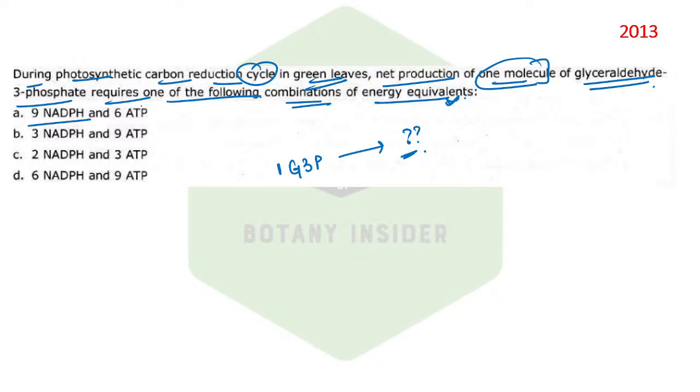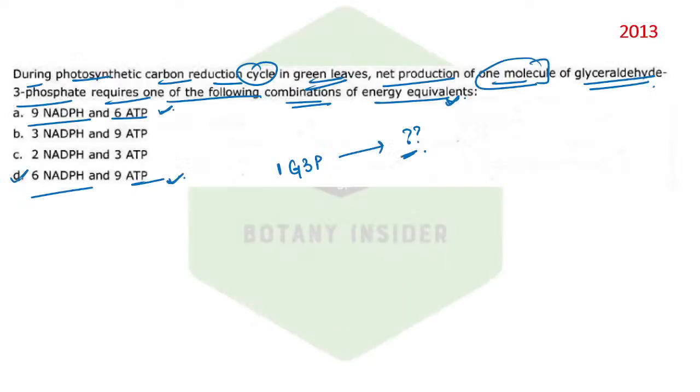First option is 9 NADPH and 6 ATP. Second option is 3 NADPH and 9 ATP. Third option 2 NADPH and 3 ATP. Fourth option 6 NADPH and 9 ATP. Four options in front of you. You need to find out which of the following is the correct answer. In the carbon reduction cycle, net production of one molecule of glyceraldehyde 3-phosphate requires what combination of energy equivalents? Very good.